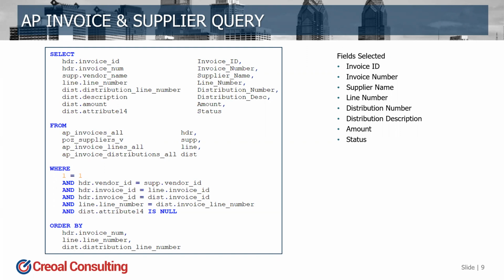And then the other thing to notice here that's important is the attribute that I mentioned for the DFF that will hold the approved or rejected status. This will be in attribute 14 on the distribution. So we want to select only the distributions where this status is currently null, meaning it has not been approved or rejected yet.